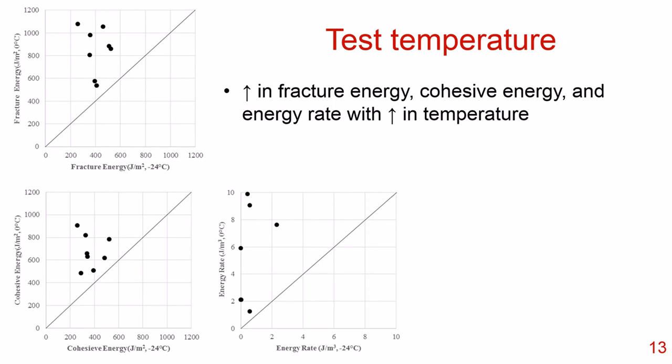Now the test temperature, however, was very clear. Here we have 0 degrees Celsius on all the y-axes and minus 24 degrees Celsius on all the x-axes, and you can see all of the data is above the line of equality. Therefore, there is higher fracture energy, cohesive energy, and energy rate with the higher temperature.